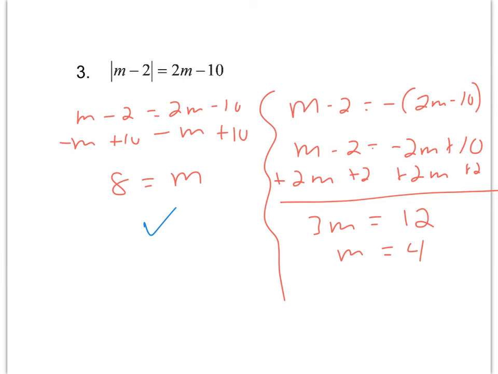Let's try the 4. Okay, if I do 4, I get 4 minus 2 inside the absolute value. The absolute value of 2 is 2. On the second side, I get 2m. 2 times 4 is 8. 8 minus 10 is equal to negative 2. So now I have an equation of 2 is equal to negative 2. So the m equals 4 was an extraneous solution. That side didn't work, and it's junk. J-U-N-K. Junk.